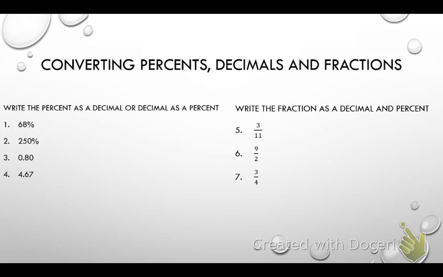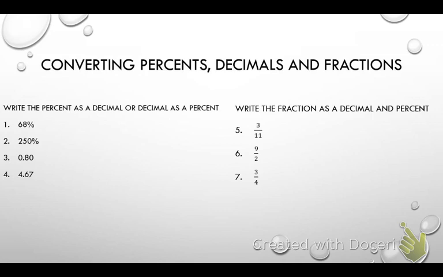So the first four problems, and it's the first three on your quiz tomorrow, worth 15 points of your quiz, are converting between a decimal and a percent. So 68%, you're going to write as a decimal. Write the percent as a decimal or the decimal as a percent. Go ahead and do these four problems, and then we'll talk about it.